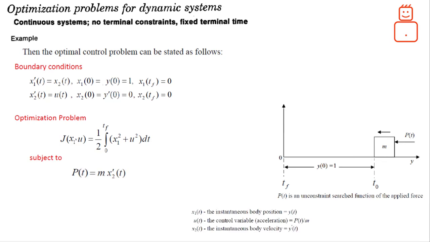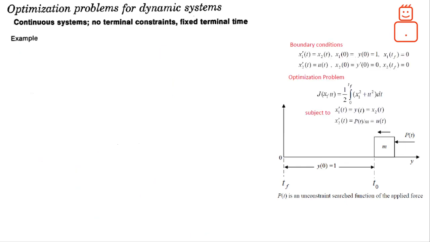Following the variables we assumed in the previous slide, we can rewrite the dynamic as the mass m multiplied by the control action u of t. We can also further simplify the dynamic by two states x1 dot and x2 dot as shown. Let us put all this information aside and start solving the problem.